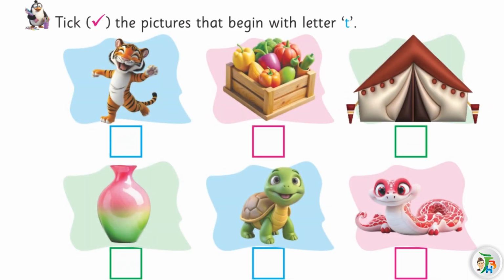Tick the pictures that begin with letter T. Look at the tiger. Starts with T. Tick it. Look at the vegetables. Starts with V. Do not tick. Look at the tent. Starts with T. Tick it. Look at the vase. Starts with V. Do not tick. Look at the turtle. Starts with T. Tick it. Look at the snake. Starts with S. Do not tick.